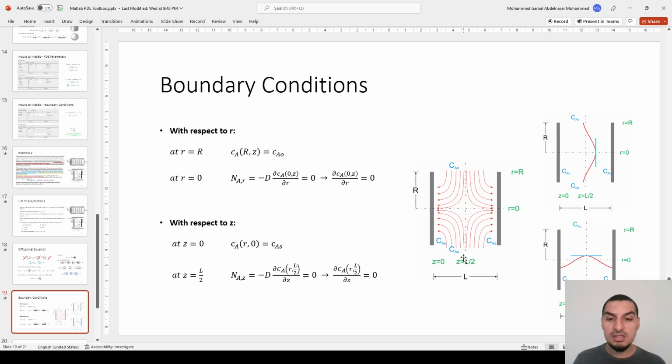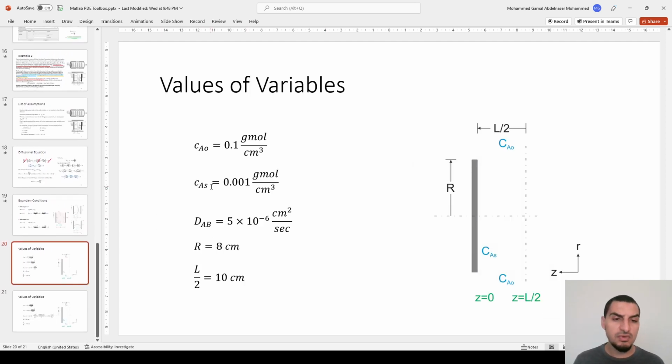In this problem we didn't have any numbers, so I assumed some numbers just for the sake of solution. I put CA node as 0.1 gram mole per centimeter cube, CA S at 0.001 gram mole per centimeter cube, DAB as 5 multiplied by 10 to the power minus 6, R equals 8, and L equals 20, or L over 2 equals 10. These are the values that I'm gonna use to solve the problem.